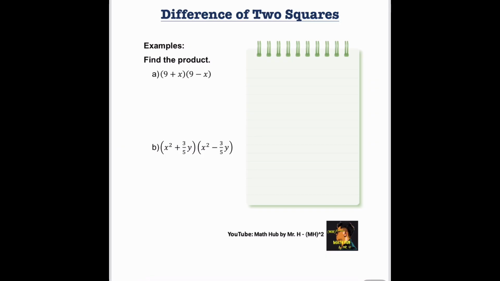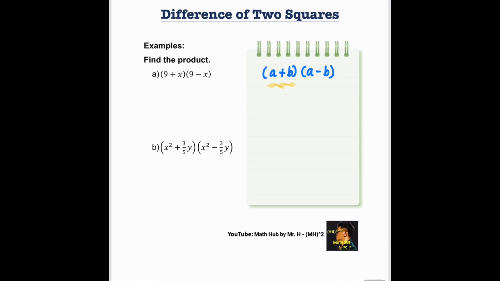So maybe you're wondering what special products are, by the way. Actually, this involves multiplying binomials. This difference of two squares is actually a product. So if you are given these two binomials that you need to multiply, take a look at the given variables, how the terms look.